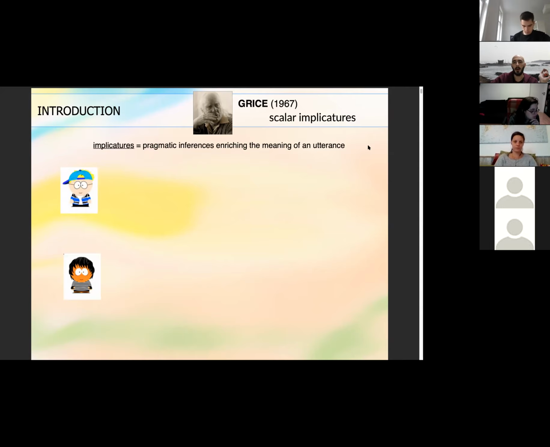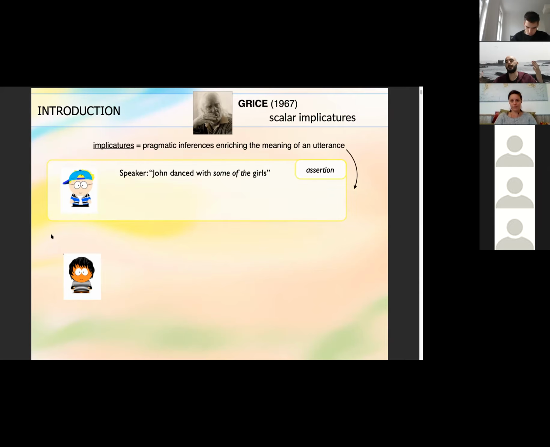So the idea is that an implicature is a pragmatic inference that enriches the meaning of an utterance. Let's say that we have two people entertaining a conversation. One is defined as the speaker, or the sender of the message in information theory terms, and the other one is the addressee, or the recipient of the message. The idea of scalar implicatures is that these are inferences that are triggered by certain lexical items, like for instance some, the existential quantifier.